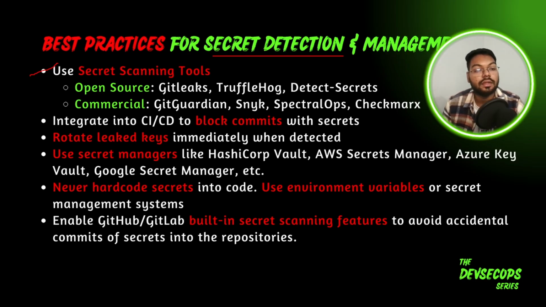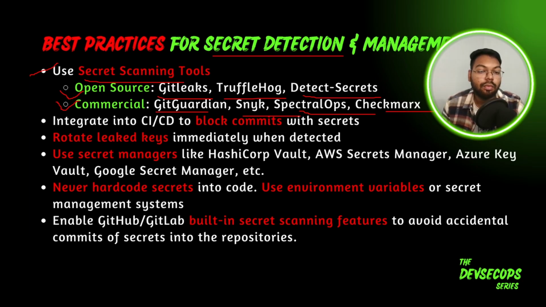You can have these secret scanner tools, both open source and commercial. Gitleaks, TruffleHog, and detect-secrets are open source. You can integrate them in the CLI of your applications or CI/CD pipelines, and they would find secrets in your application code. Then GitGuardian, Snyk, Spectral Ops, and Checkmarx are different commercial tools that you can opt for.